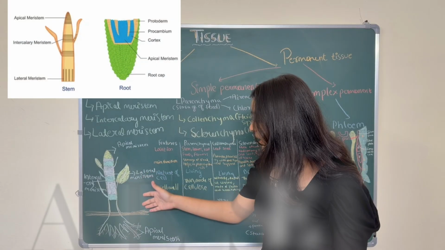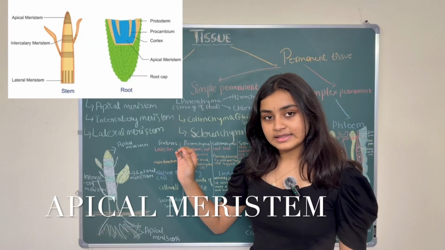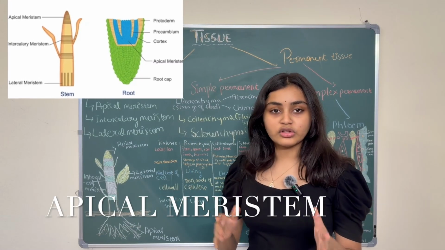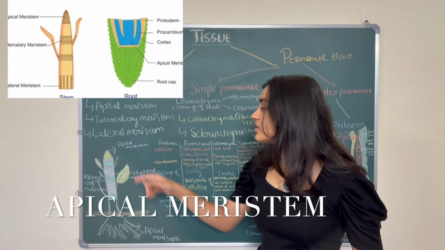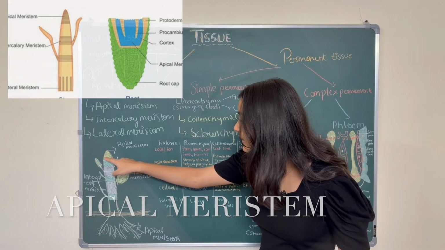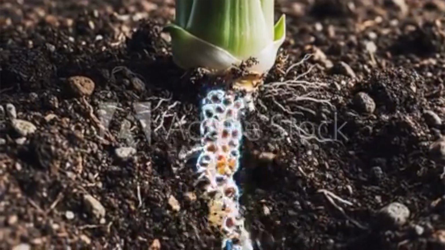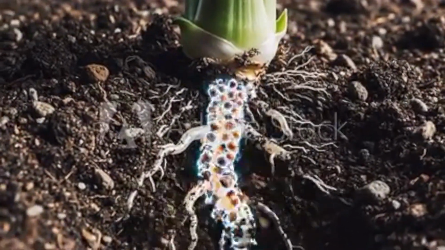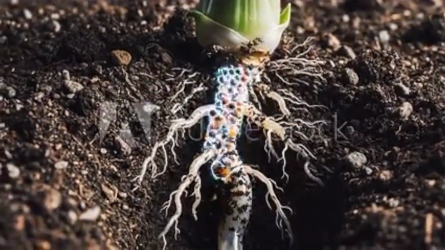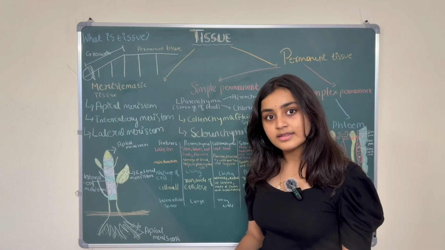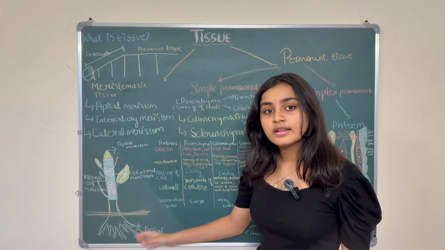This is our plant. The apical meristem is responsible for the growth of the stem and the roots. It is mainly found at the top of the stem. This part is the apical meristem, which is responsible for growth, and it is also present in the roots, where it helps the root to grow. So it is seen in two places: the stem and the root.